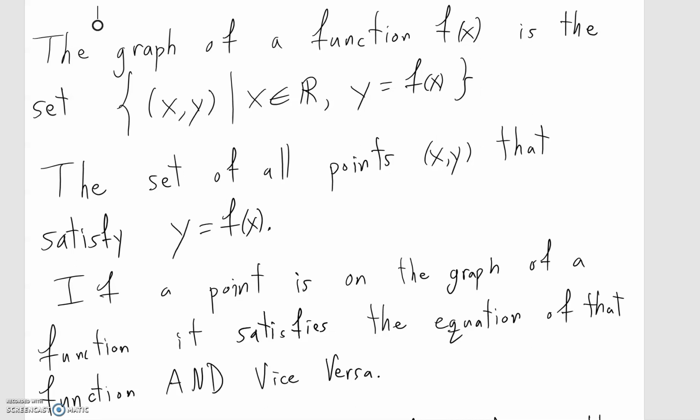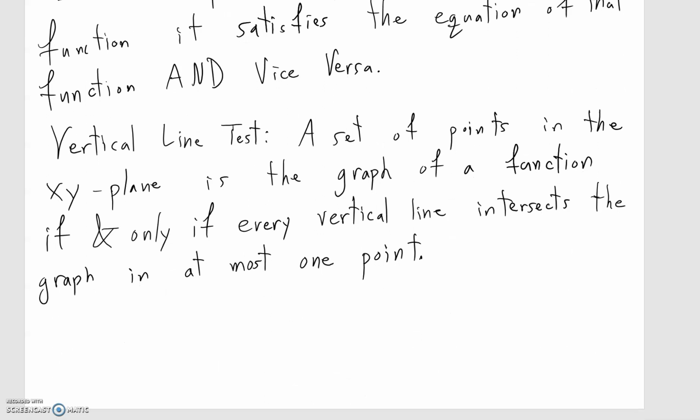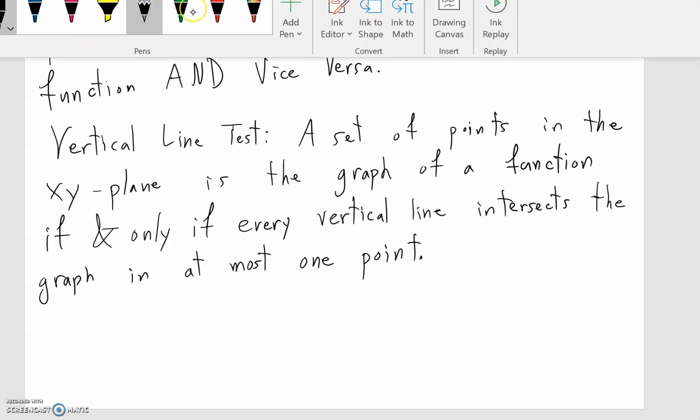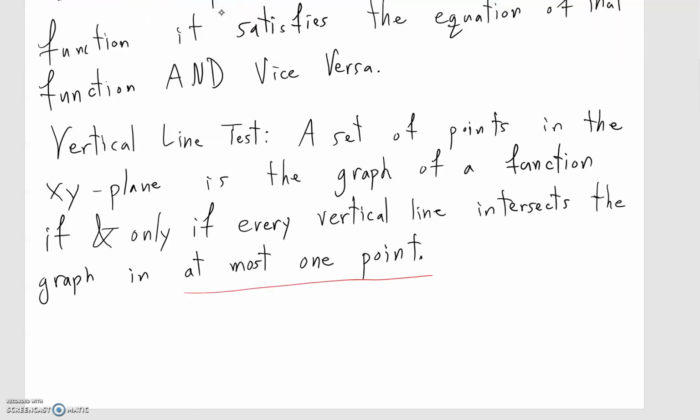If you are given the graph of a relation, can you determine if it is a function? The answer is yes. The test that we have for this is the vertical line test. A set of points in the xy plane is the graph of a function if and only if every vertical line intersects the graph in at most one point. So if and only if every vertical line intersects the graph in at most one point.